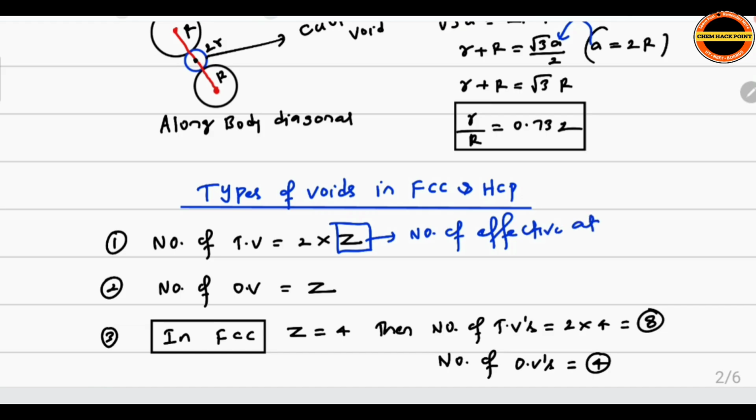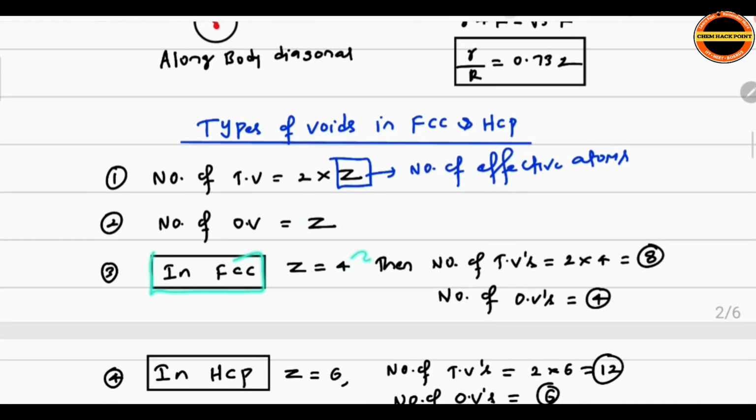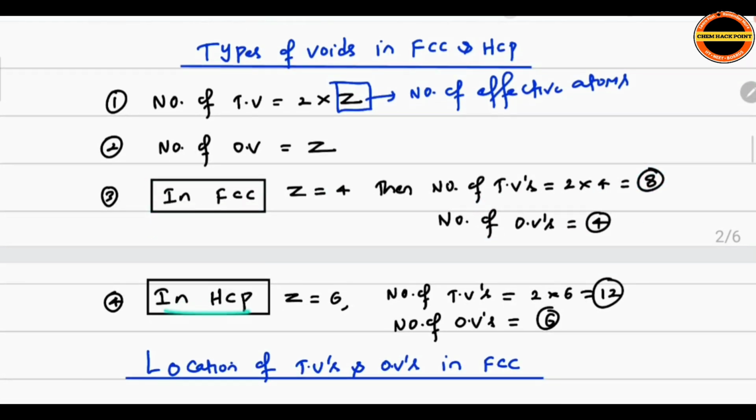So the number of effective atoms is the Z value. 2 into Z gives the number of tetrahedral voids, and 1 into Z gives the number of octahedral voids. In FCC, Z is 4, we know. So the number of tetrahedral voids is 2 into 4, that is 8, and octahedral voids 4. Similarly, in HCP, Z is 6. The number of tetrahedral voids is 12, and the number of octahedral voids is 6.